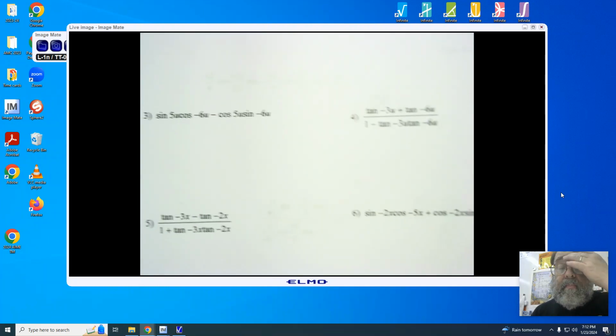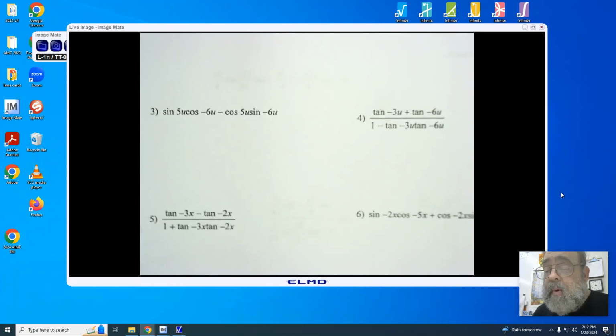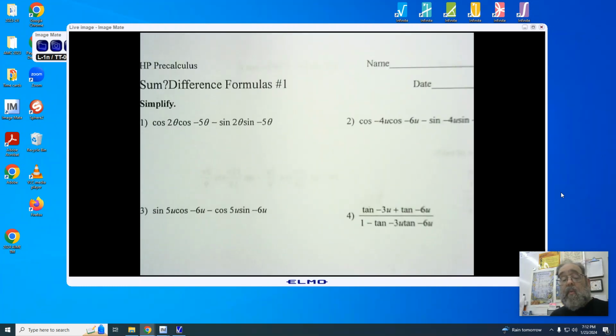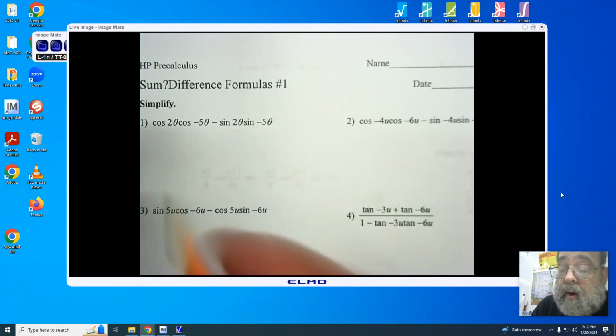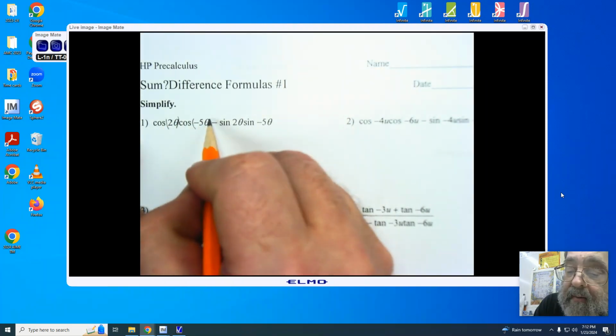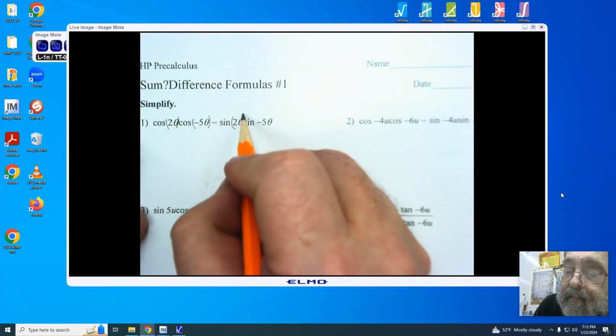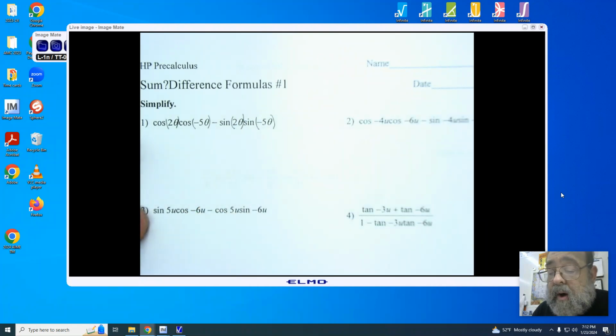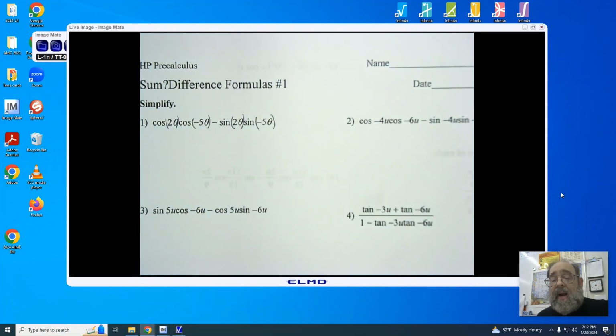Alrighty, let's take a look at the worksheet that we were working on in class today. Now, these are simply some problems to work with so that we get used to the formula. One of the things you have to be aware of is my program does not put parentheses around the thetas. So we are looking at cosine of 2 theta and the cosine of minus 5 theta. Once again, if you want to put the parentheses in, that might help you.